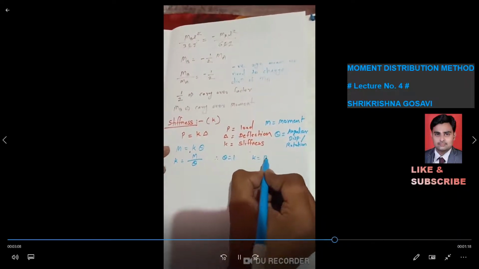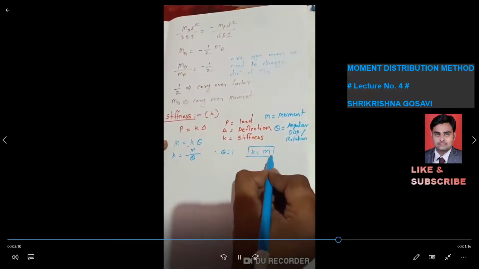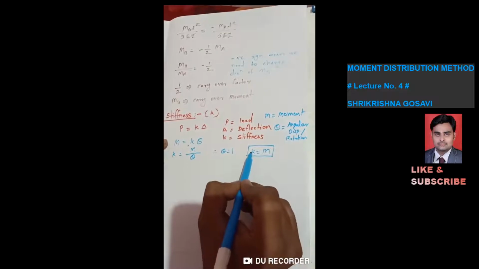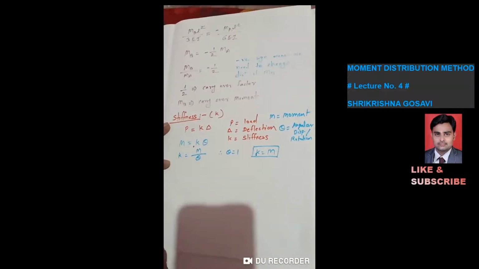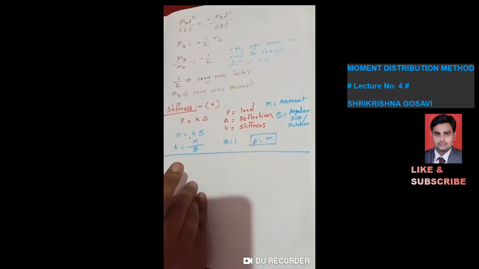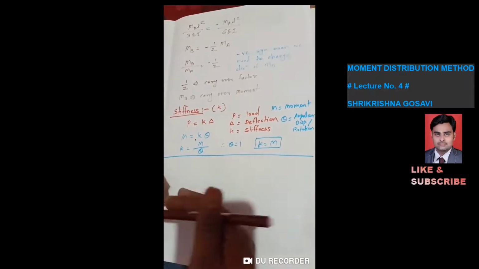Now if I make theta equal to 1, that is theta is unity, then I get K is equal to M. So whatever the value of this M, it is the same value as that of the stiffness, and we are interested in the stiffness. So this is the basic. Now after this, we will go for the stiffness.